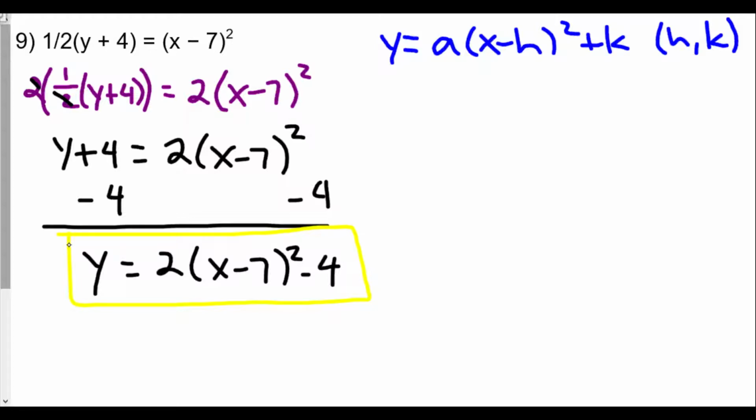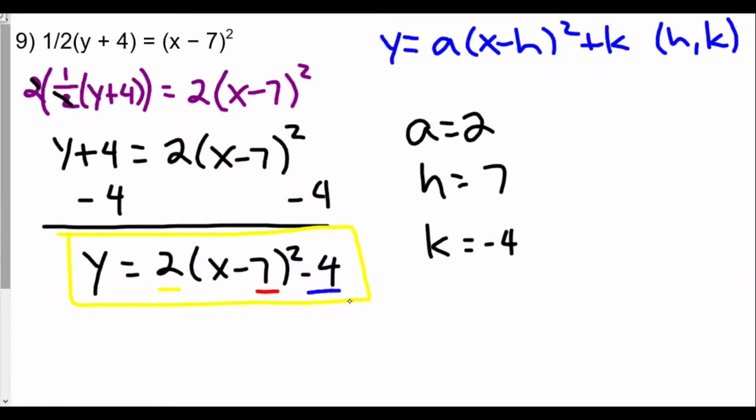Okay? Now, what are the important parts of this vertex form? We know the a value is 2 because it matches up with here. All right? Our h value is going to be 7 because it matches up with here. And our k value is equal to -4 because that matches up with here. That would mean from the vertex form, we can actually identify the vertex. Our vertex would be, in this case, (h, k), or (7, -4). And that's our vertex.